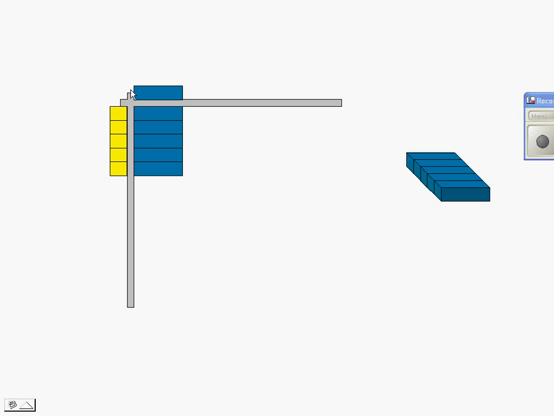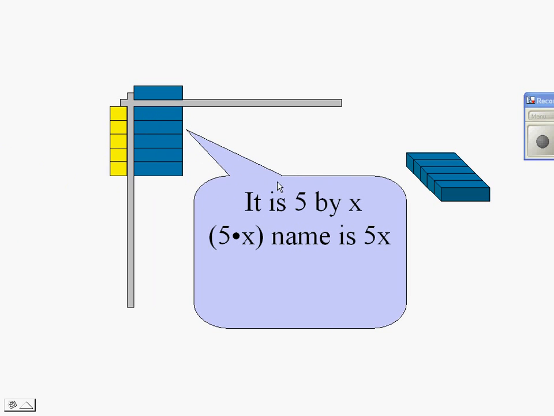So this one has 5 pieces on the side, and those are the constants, and an X on top. So it's 5 times X. That's the area of this rectangle. Length times width, 5 times X. It's 5 by X, and we name it 5X. So this is the name that you want to record on your sheet. And you're going to continue doing this with all the pieces.